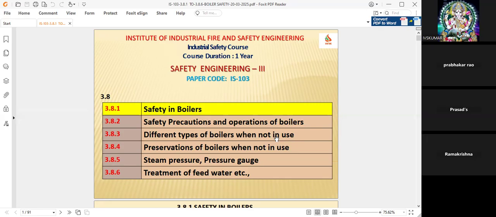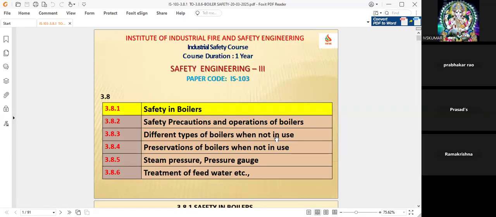Preservation of boilers when not in use is also in a very similar way. Some boilers are preserved for some time before the other sections resume their functions. For example, when the construction of an industry is going on, the boiler part is completed, but other parts like the turbine and other things are still waiting. At that time, how do you preserve this boiler until all the project works are completed before starting? That is what preservation means.